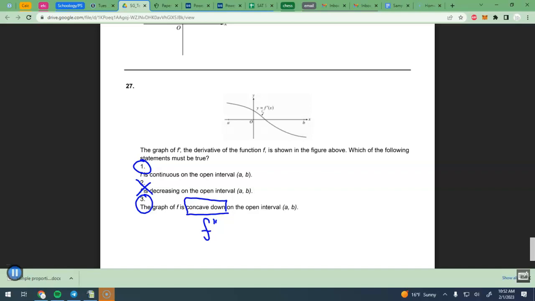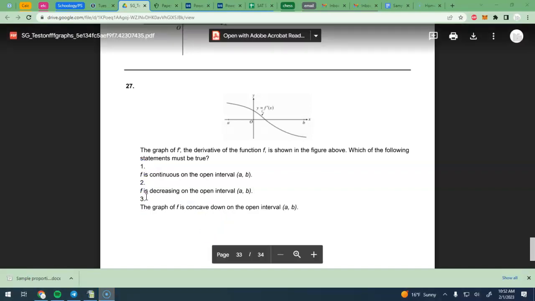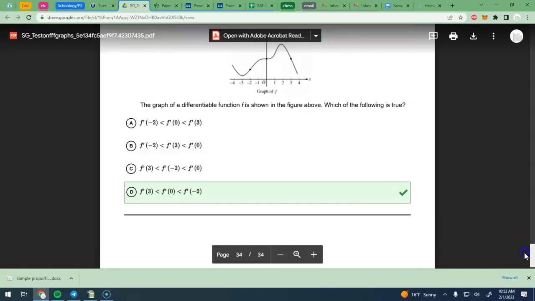How's that one? What else we got? So we got to put these in order.